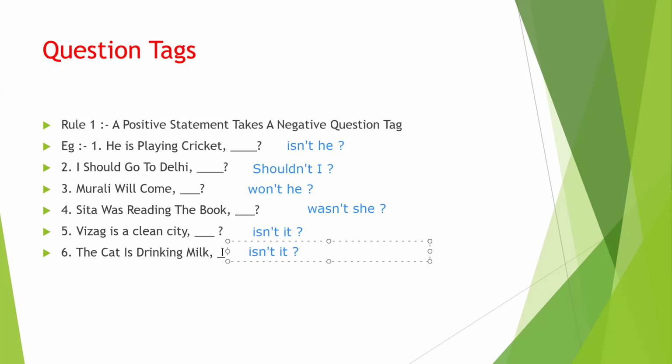This is about the different question tags. We can write the positive statements to the negative question tag. The positive statement takes a negative question tag, whereas a negative statement takes a positive question tag. Now let's see the rule 2.